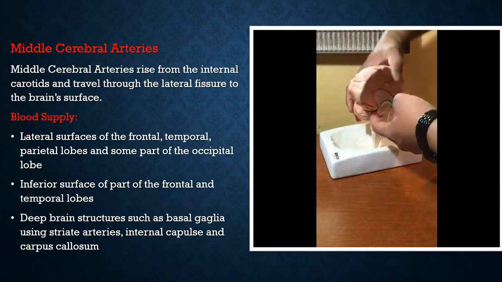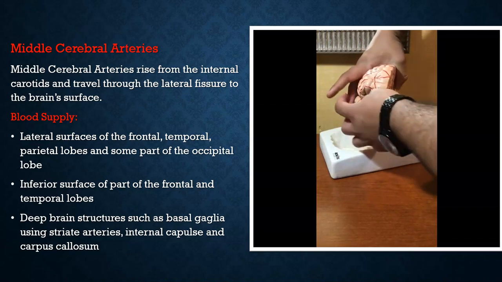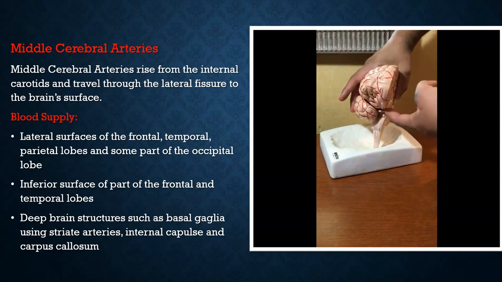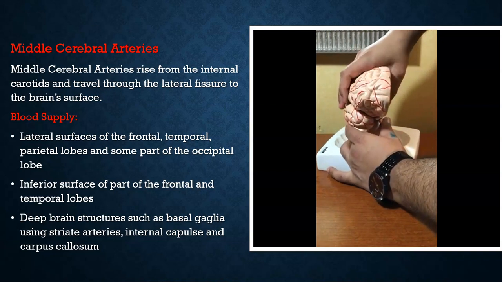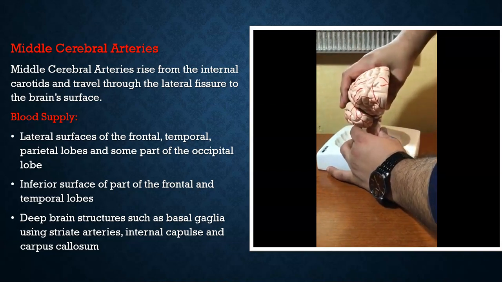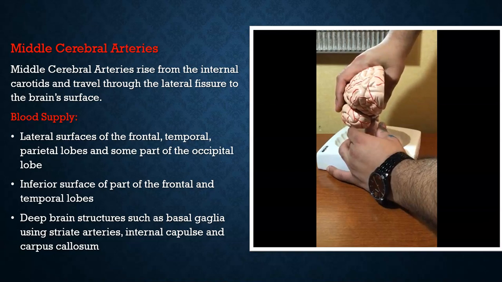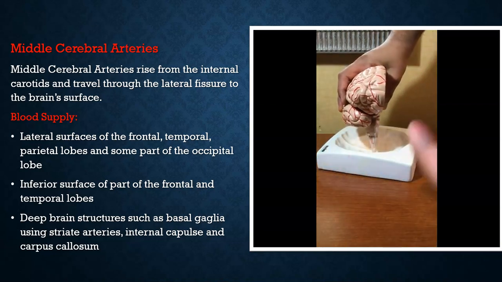When it is traveling through the lateral sulcus, this is the medial part of the lateral sulcus and this is the lateral side. When it comes out from the lateral side, it gives deep branches to the deep parts of the brain, the striate arteries, which are small arteries going deep inside the brain and supplying blood to the basal ganglia, internal capsule, or corpus striatum. These get blood from the MCA.